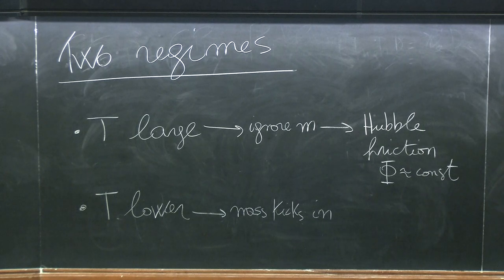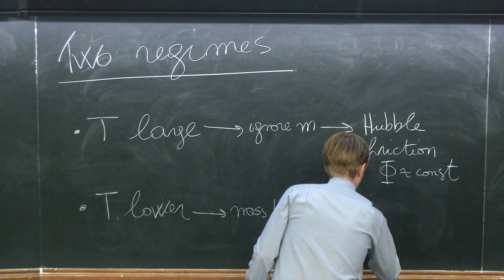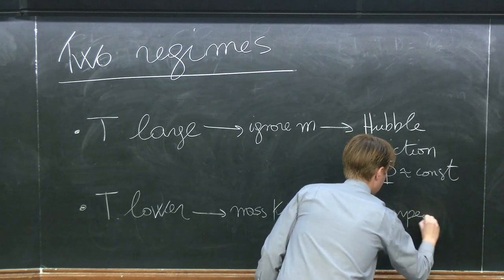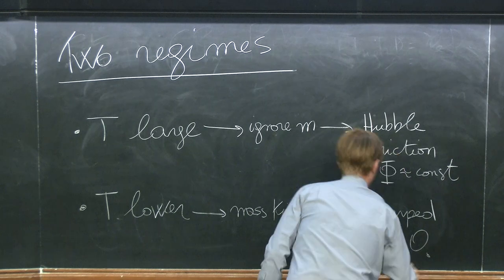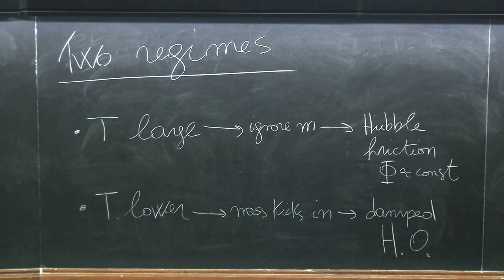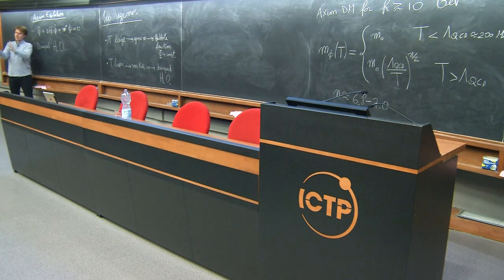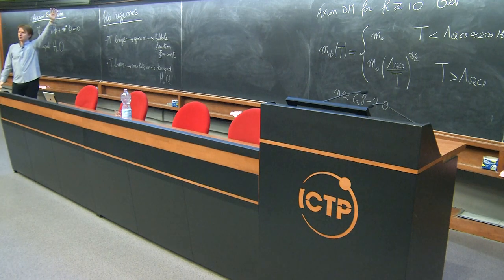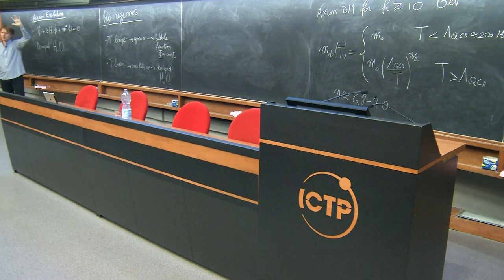And what we will see in a second is that the axion field will start moving, because now this term will make it move. And it will move by following a harmonic oscillator with a damping term. So there will be harmonic oscillations, but the amplitude of this oscillation will be reduced with time as a consequence of this friction term. So these are the two regimes. At very large temperature, the axion doesn't move. At lower temperature, the axion starts oscillating with an amplitude that is reduced with time.